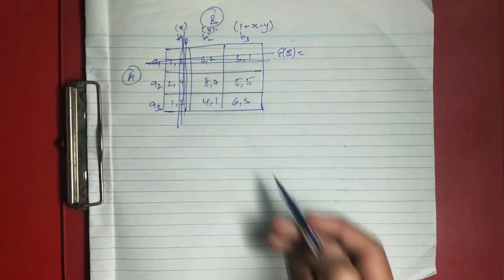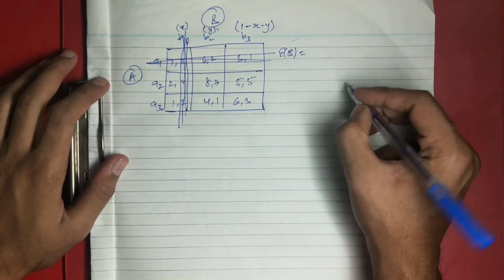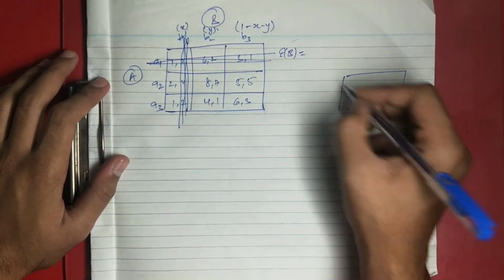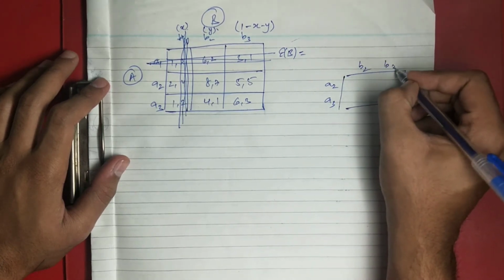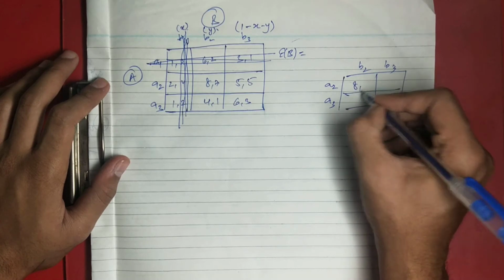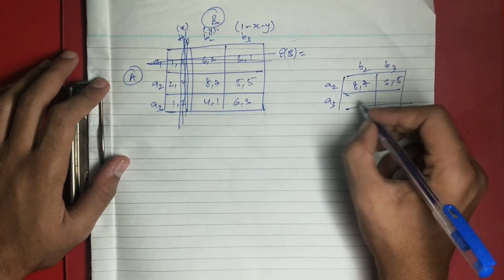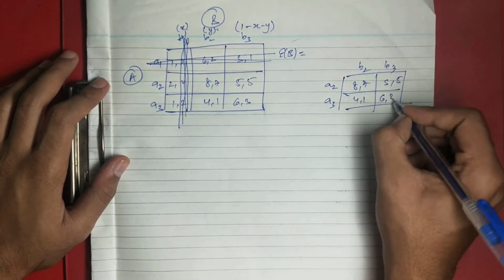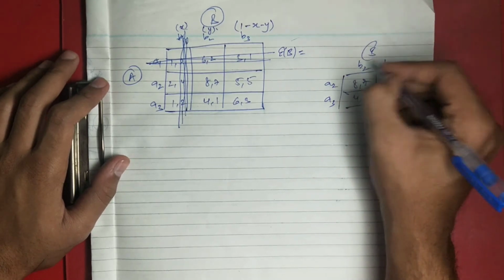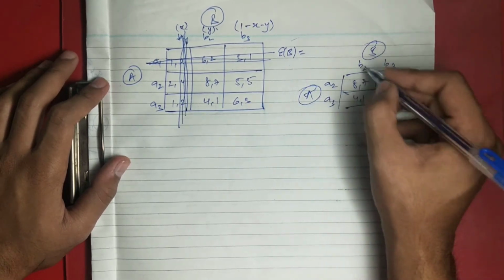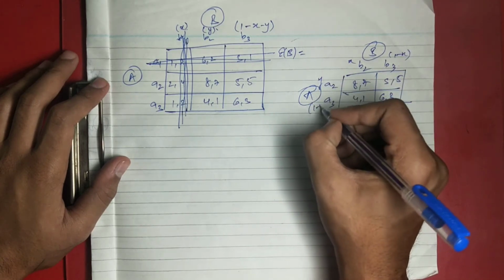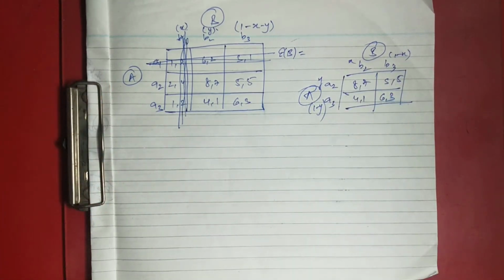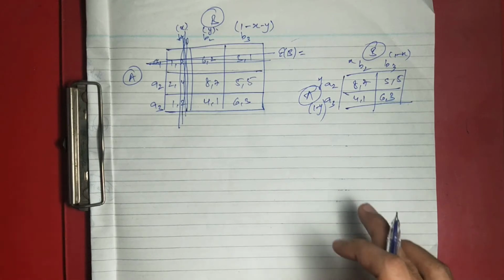So now what are you left with? You are left with only this matrix: A2, A3, B2, B3, with entries 8, 7, 5, 5, 4, 1, 6, 3. Now you can solve it as a 2 by 2, as you used to do, with x, 1 minus x, y, 1 minus y, and then the similar process goes on, and you find the values of x and y.